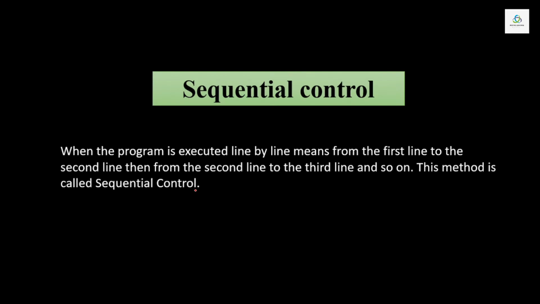Sequential means in a particular order or in a particular sequence. So when the program is executed line by line, means the first line, then the second line will be executed, then the third line, and so on. So in this manner, in a particular sequence, when our code gets executed, it is called sequential control statements.